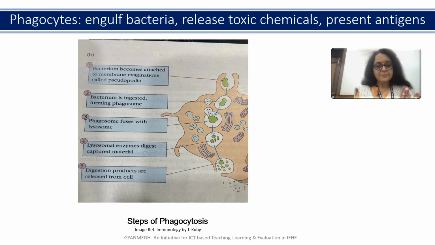There are steps of phagocytosis. Here, a bacterium becomes attached to membrane evaginations called pseudopodia, and the bacterium is ingested, forming a phagosome. The phagosome fuses with a lysosome. Lysosomal enzymes digest the captured material. Digestion products are then released from the cell.